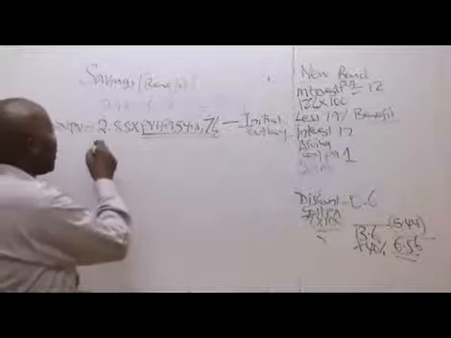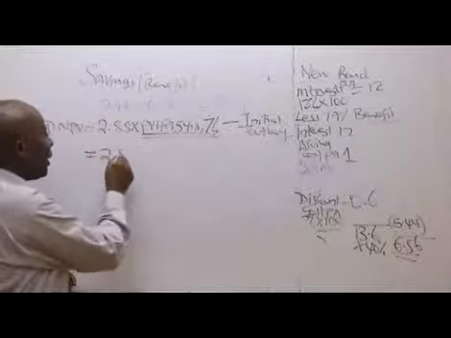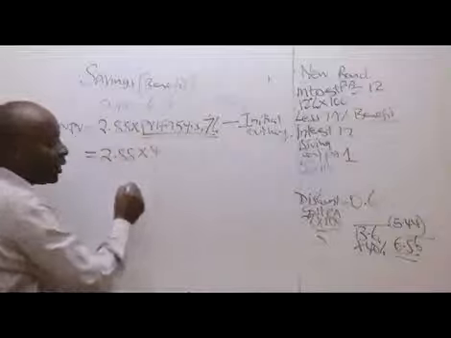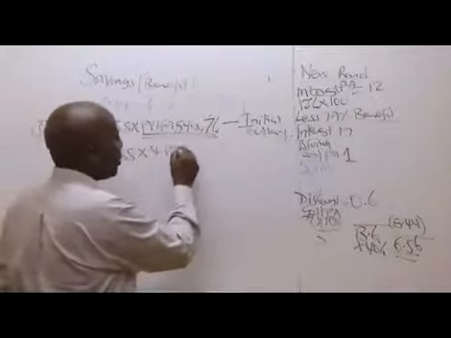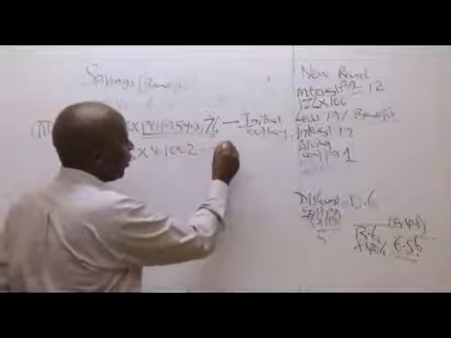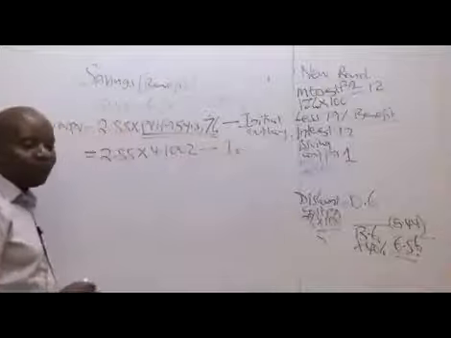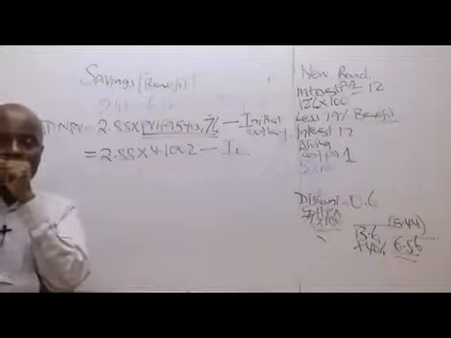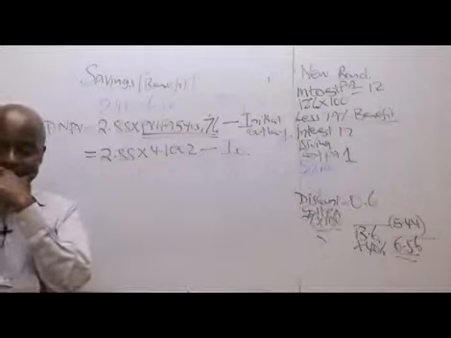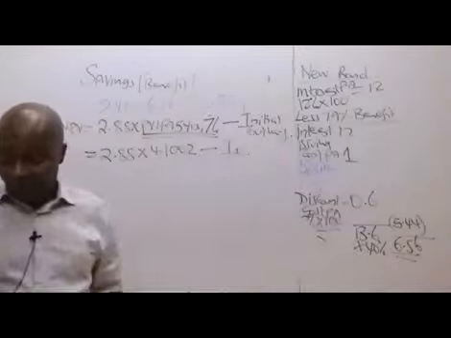So we have here 2.88 times 4.1002, minus what we call the initial outlay. Now, ladies and gentlemen, thank you.